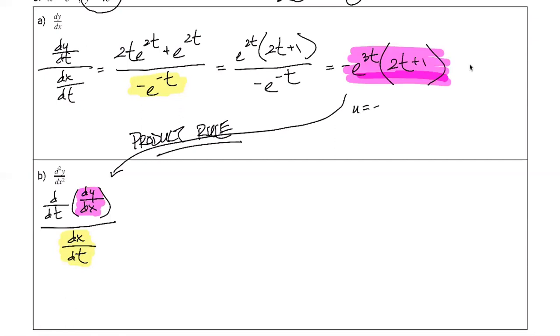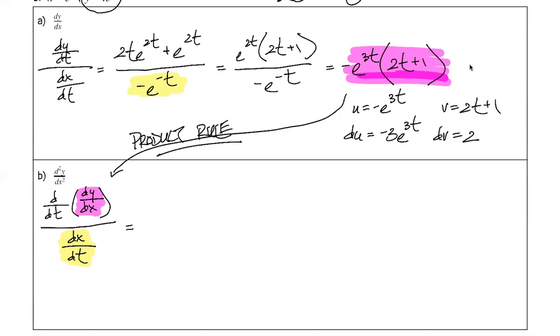u equals negative e to the 3t, du equals negative 3e to the 3t, v equals 2t plus 1, and dv equals 2. So that's what I'm going to plug into my product rule for the numerator of my second derivative.